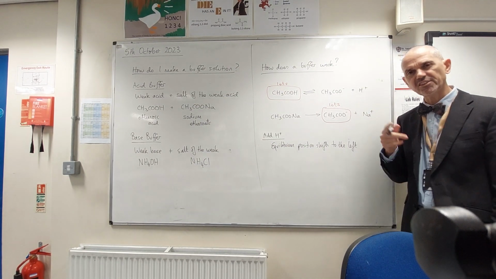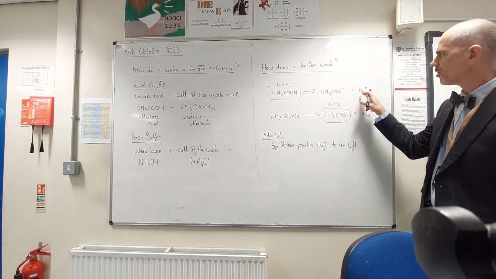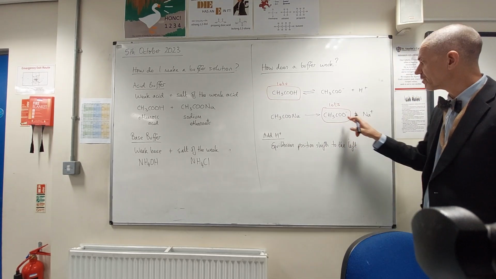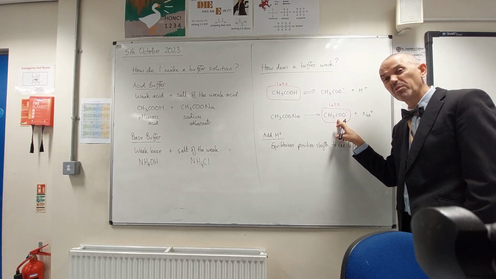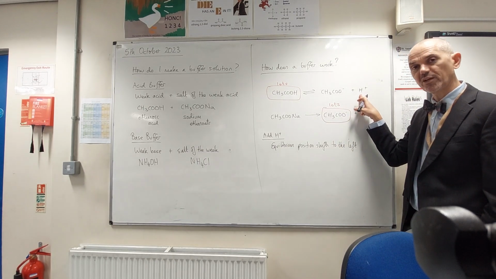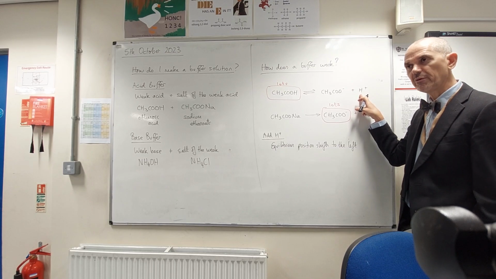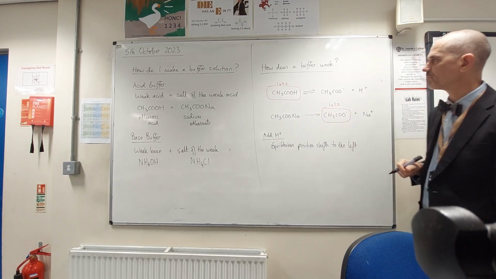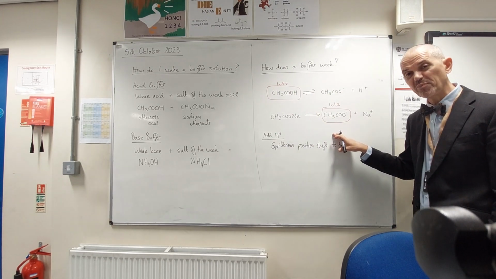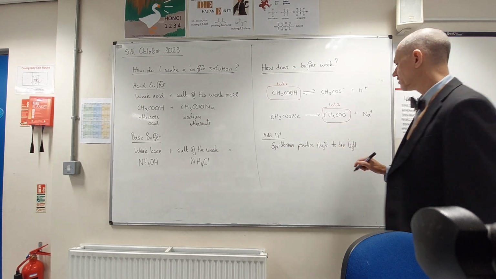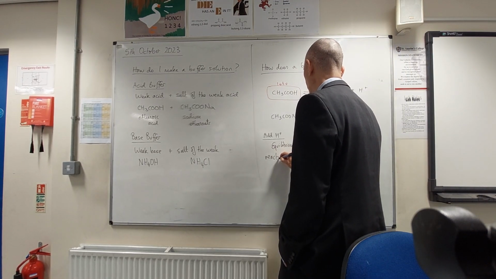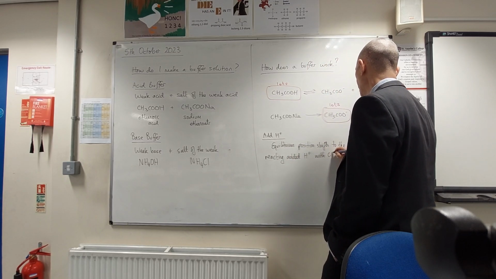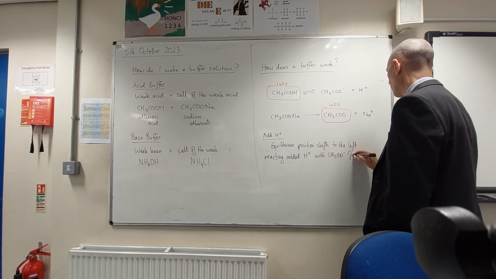But hang on a moment, if I stuck in a whole load of H plus, it's got to react with something to make the ethanoic acid. Oh, well, that's the clever thing, because of course we have lots of ethanoate ions supplied by the salt for any extra H plus to react with. So even if I put in way more H plus than the ethanoate supplied from the ethanoic acid, it doesn't matter. There's always going to be plenty of ethanoate from the salt. So reacting the added H plus with ethanoate ions from the salt.